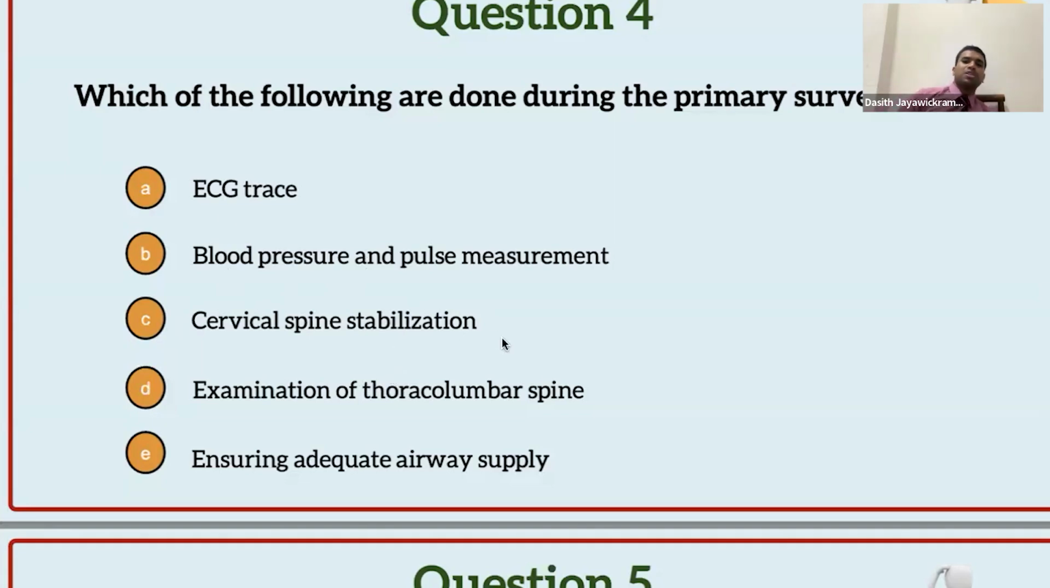Blood pressure and pulse measurement. Yes, that is also true. Cervical spine stabilization. Yes, definitely. It's in the A. It's the initial part.